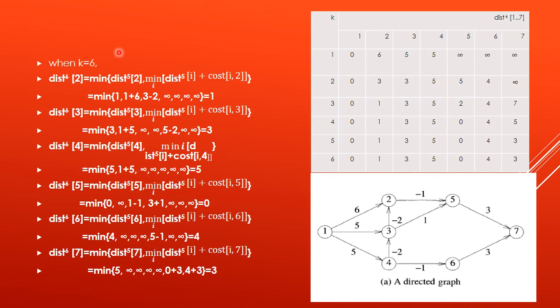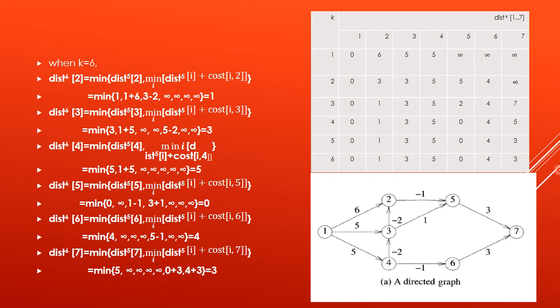And similarly, we'll get distance 6 of 2 equal to 1, distance 6 of 3 equal to 3, distance 6 of 4 equal to 5, distance 6 of 5 equal to 0, distance 6 of 6 equal to 4, distance 6 of 7 equal to 3. So this is the last iteration that we are making. As I said in one of the previous slides, we are making n minus 1 iterations.